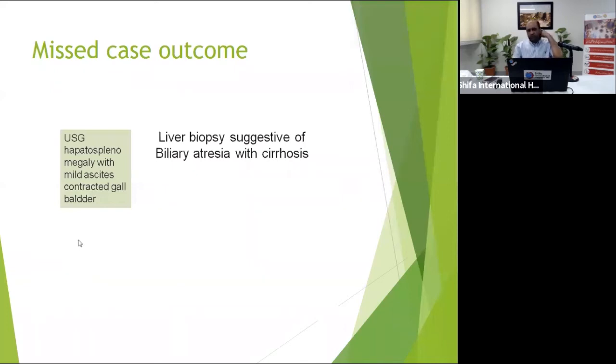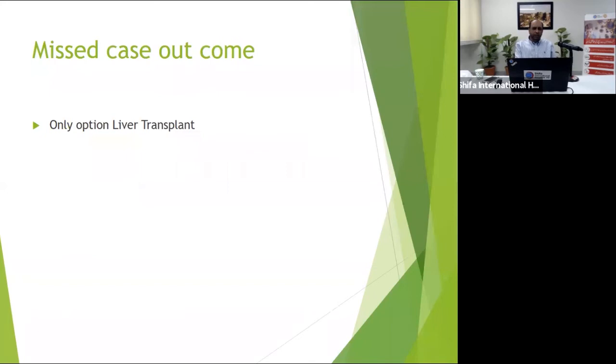Now, a 3-month-old child with this picture, what to do? This child has missed the boat. The only option in the management of this child is a liver transplant. Although Kasai procedure is a bridge to transplant, we have seen, and the data show, that children with a successful Kasai can live up to 1 decade, 2 decades without a requirement of liver transplant.